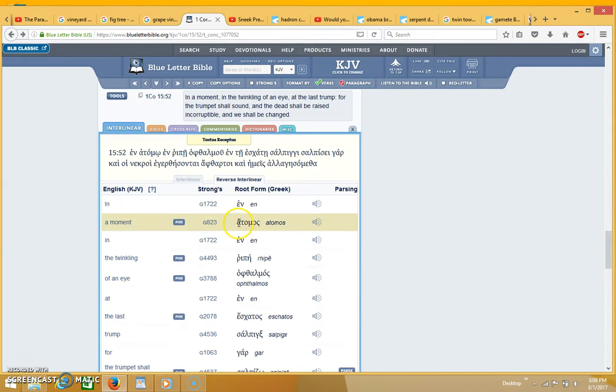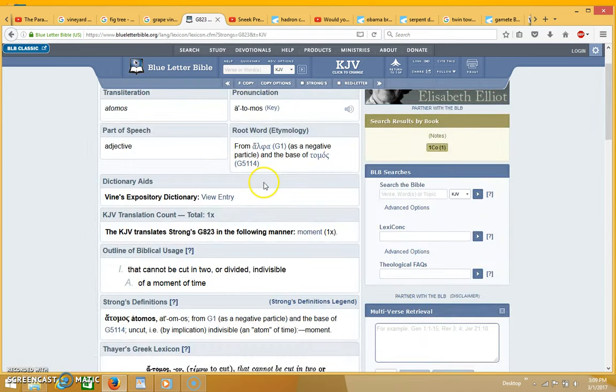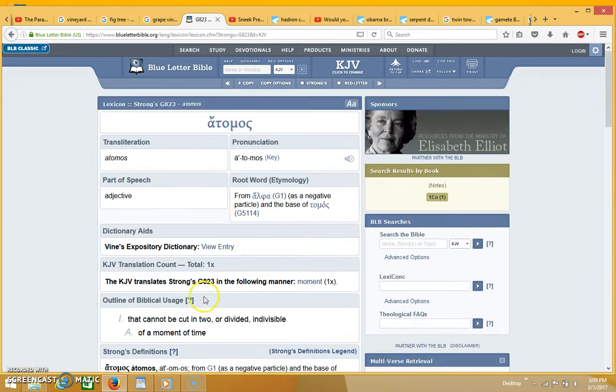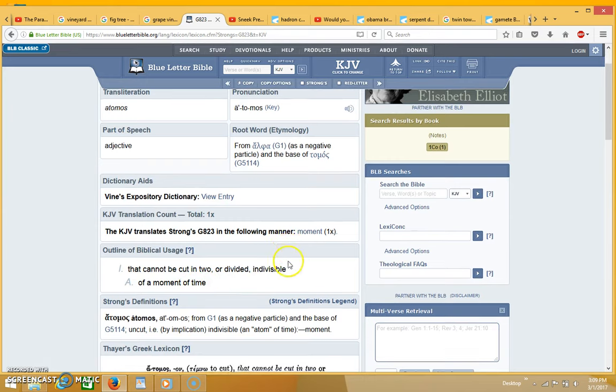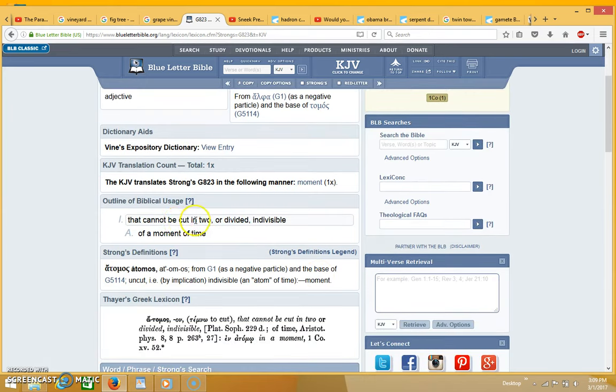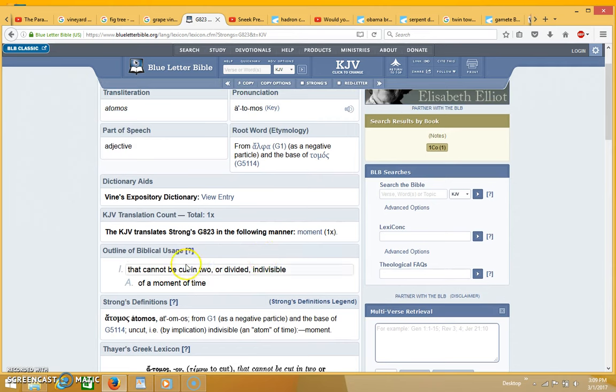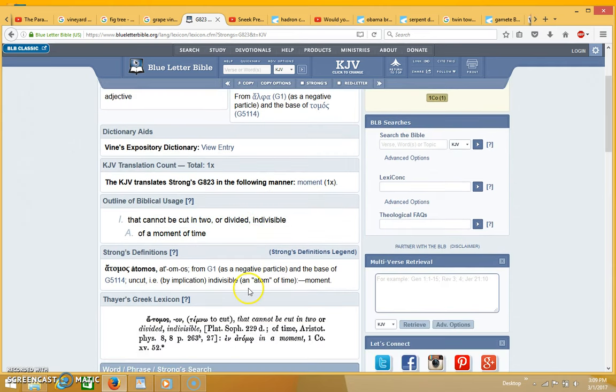Okay, so this is eventually going to go down to the atom. Over here in 1 Corinthians 15:52, it says, "In a moment, in the twinkling of an eye, at the last trump, for the trumpet shall sound, and the dead shall be raised incorruptible, and we shall be changed." And this word over here, moment, it's actually the word atom. And the implication of an atom is that it's the smallest particle that cannot be divided, cannot be cut in two because it's so small.